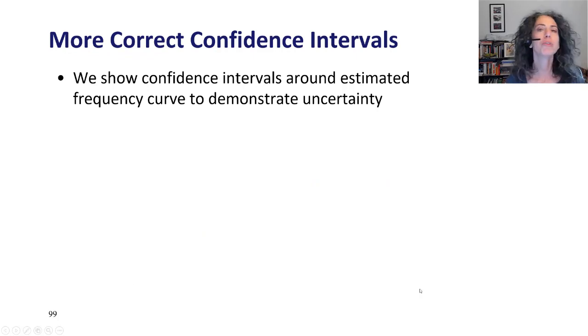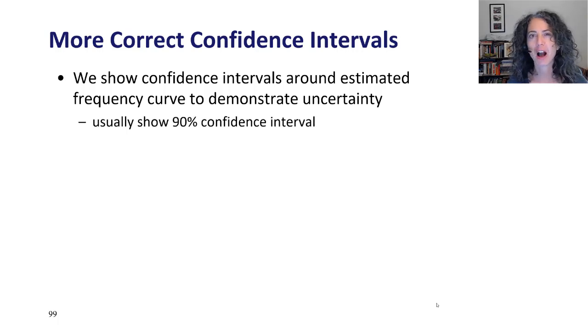Okay, so moving on to confidence intervals. So we use confidence intervals to demonstrate the uncertainty we have based on sampling error. So this is where we're capturing the fact that we think our samples might not be representative. So we often show a 90% confidence interval around our frequency curves, although USGS software, I think, defaults to a 95% confidence interval.